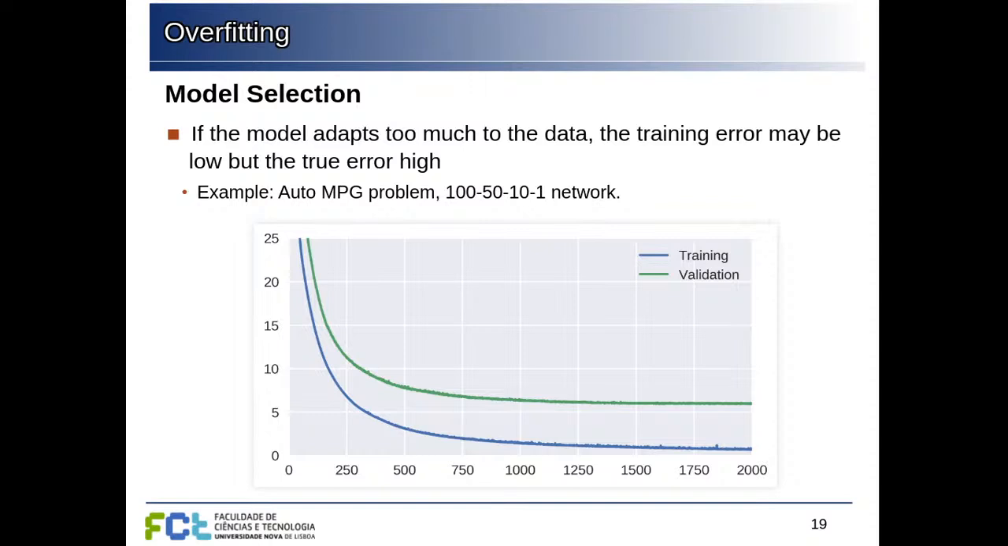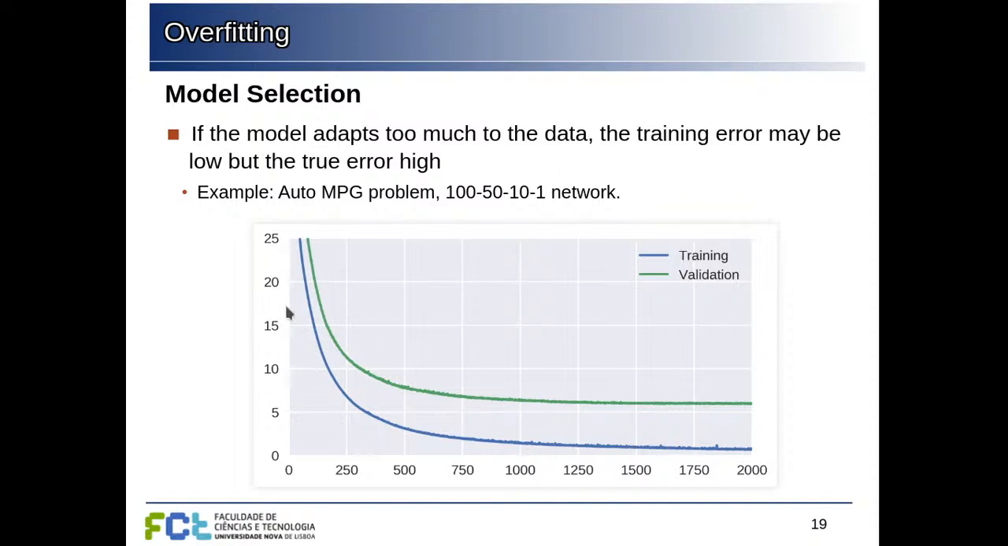Okay, so if the model is adapting too much to the data, so it's overfitting, you can find this when you plot the training and validation losses, and you see this large difference between training and validation. In this case, this would be the miles per gallon problem that you solved in the exercise, but using a very large network. This one has 100 neurons in the first layer, then 50, 10, and then 1 in the output layer. You can see this network has so many parameters that it can adapt so well to the data that it really shrinks the loss function.